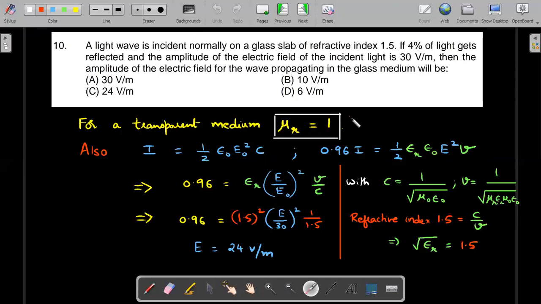Okay, so since refractive index is given as 1.5, which is nothing but C by V, I hope you remember that. So C by V, you take the ratio of these, cancel out all the things, you will get root of epsilon r is 1.5 according to this relation. Now after getting this, divide these two equations on this side, you get 0.96 is equal to, all the cancellations happen, and you will end up having this ratio. Remember, this is also 1 by 1.5, and epsilon r I have derived as 1.5 whole square. Cancelling off important things, you'll get 24 volt per meter. So a lot of stuff that you need to know about this particular question. So the answer for this comes out to be 24.